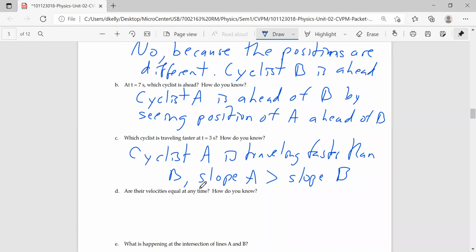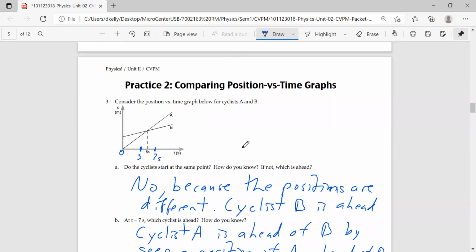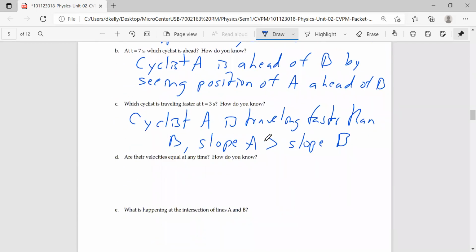Are their velocities equal at any time? Look back at the graph, and I'll just tell you straight up that no, the velocities are not equal. I'm telling you asynchronously, as it were. No, the velocities are not the same because the slopes will never be the same. This line is going to extend to infinity, and this one is going to extend to infinity. They'll never be the same, they'll always be that same value. So the velocities are never equal.